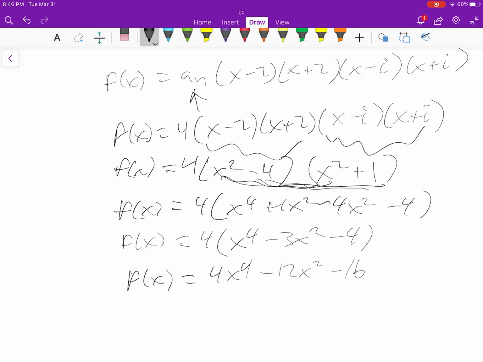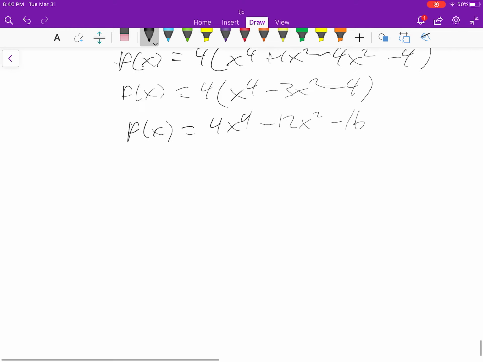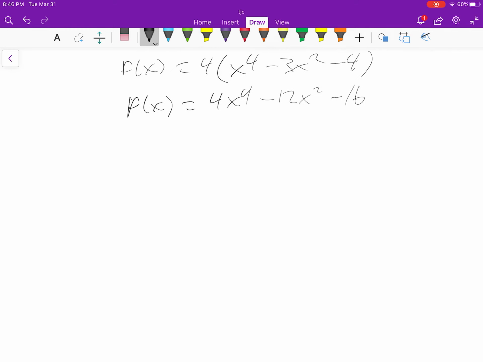One more theorem here, and then a bunch of examples. The last theorem in this chapter is called Descartes' rule of signs. And this one is a little bit complex, so I'll try to explain it as best as I can. And the first thing before we get into this theorem is we need to talk about what a sign change is. Let's say we have some polynomial.